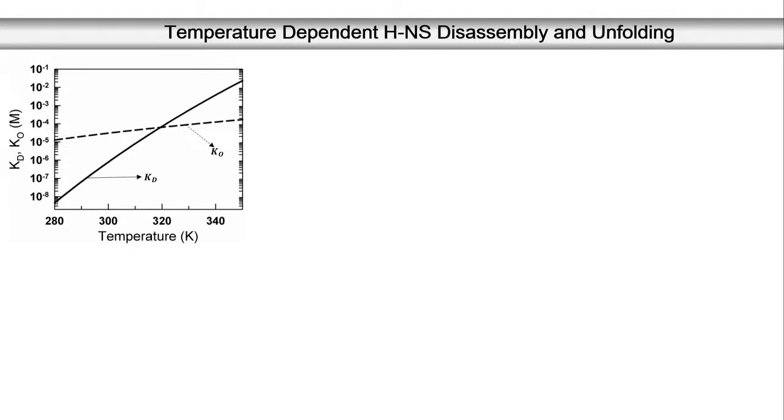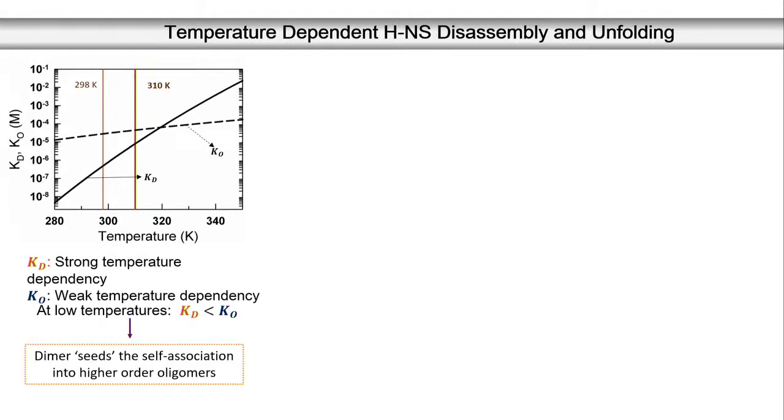And when we looked into the dimerization constant and the oligomerization constant, what we found was that the dimerization constant is extremely strong, meaning the dimer that is formed is quite stable, and the dimer effectively seeds higher order oligomer formation. You can see that the oligomer has a very weak association constant, shown here, and very independent of temperature between 298 and 310 Kelvin, but the dimerization has a very steep temperature dependence.